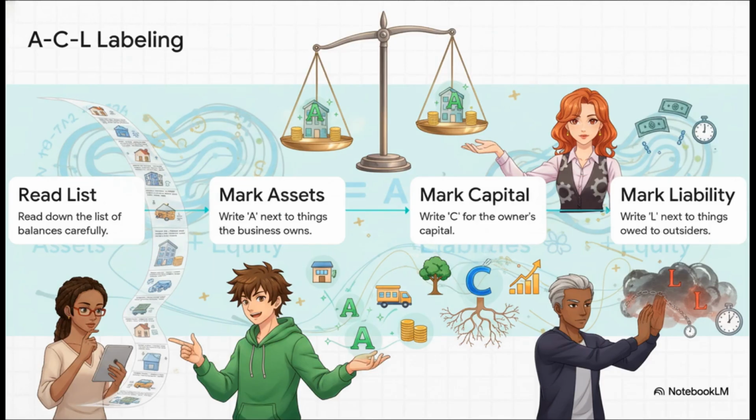1, read down the list. 2, write a letter A next to anything the business owns. 3, write C for the owner's capital. And 4, write L next to anything owed to outsiders. This little tagging game drastically reduces your cognitive load. Honestly, by sorting the data first, your mathematical formula will basically write itself.